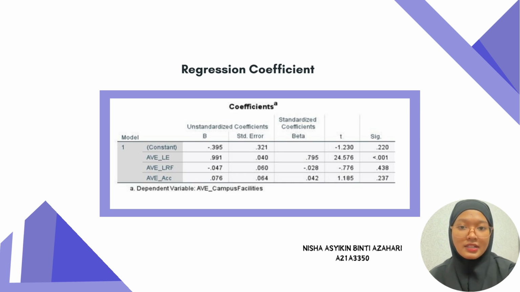The second highest predictor is accommodation, which is 0.076, followed by campus facility, which is negative 0.395, and lastly limited recreational facility has a predictor of 0.047. That's all from me. Thank you.